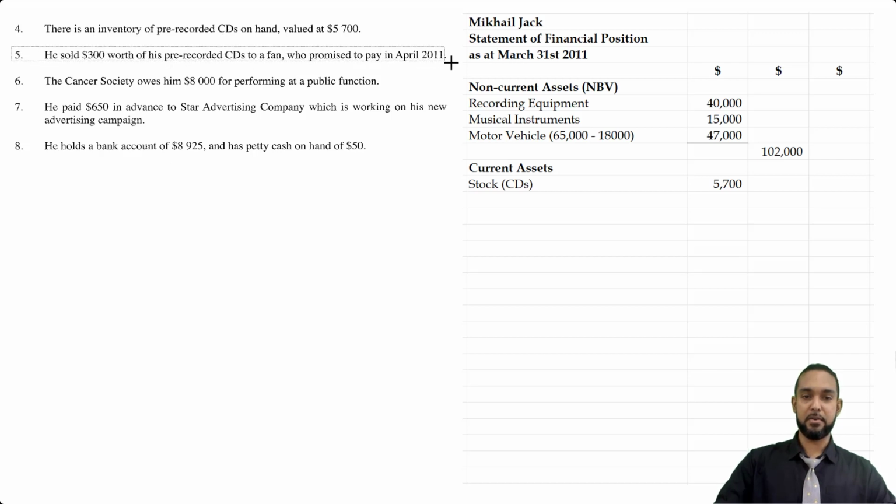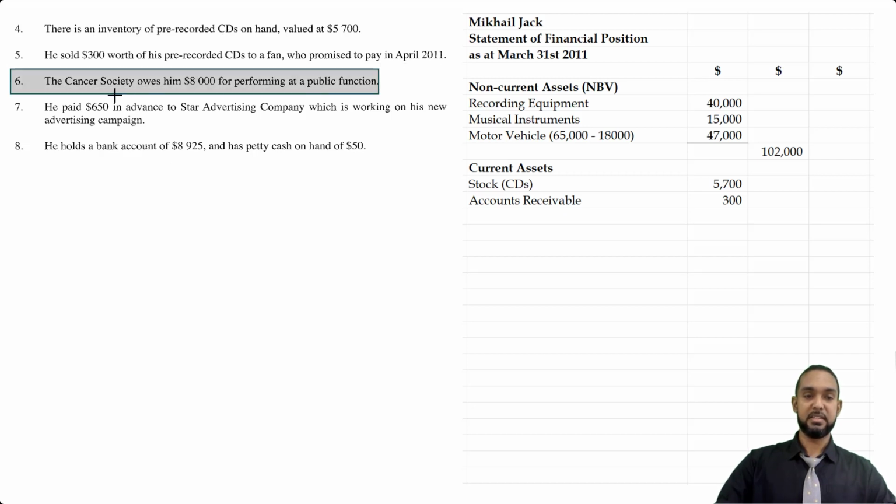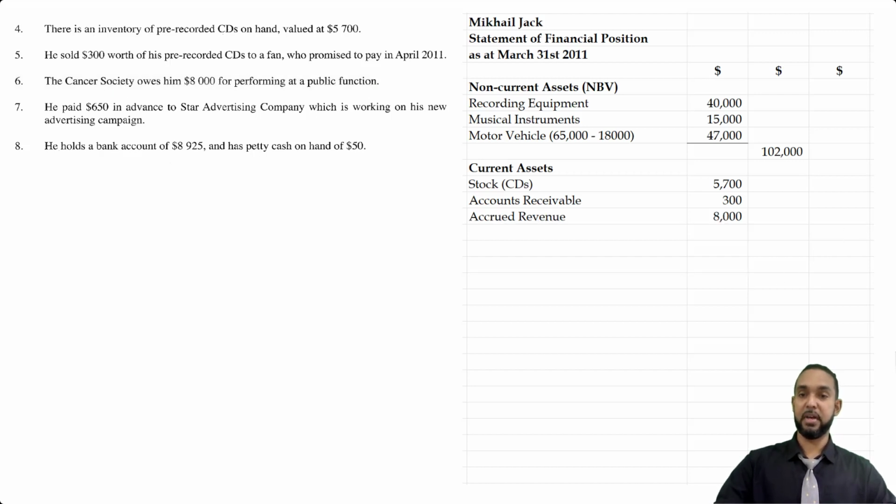Next, we have he sold $300 worth of his pre-recorded CDs to a fan who promised to pay in April 2011. So we are doing the statement of financial position as at March 31st, 2011. So if the fan promised to pay in April, that means we are currently owed money. That's basically accounts receivable, $300. The next item, item 6. The Cancer Society owes him $8,000 for performing at a public function. So he's owed revenue. He hasn't been paid the revenue, but he's earned it. So that's accrued revenue. So we're going to put that there.